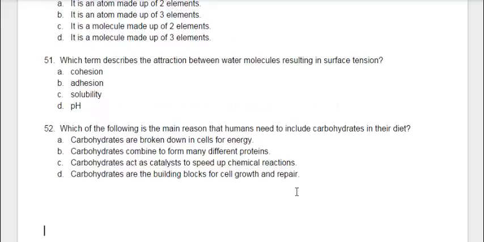52. Which of the following is the main reason that humans need to include carbohydrates in their diet? A. Carbohydrates are broken down in cells for energy. B. Carbohydrates combine to form many different proteins. C. Carbohydrates act as catalysts to speed up chemical reactions. D. Carbohydrates are the building blocks for cell growth and repair.